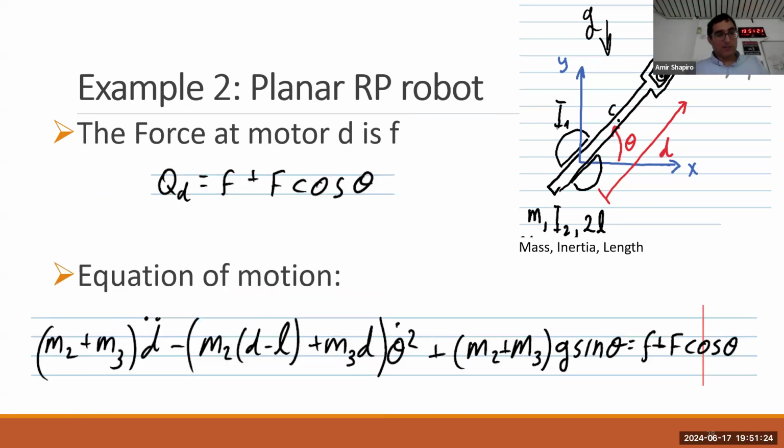And now we can assemble everything together and get the second equation of motion. This is actually the force that acts along the linear joint, yes, and F cosine theta is the external. We can assemble everything and get a second equation of motion.